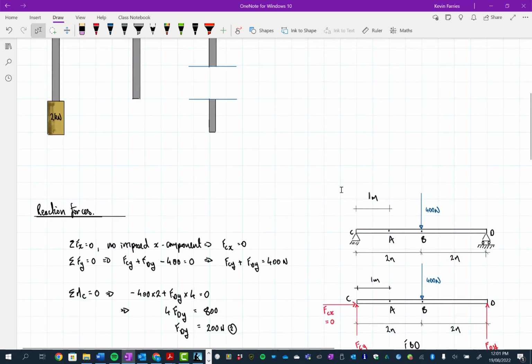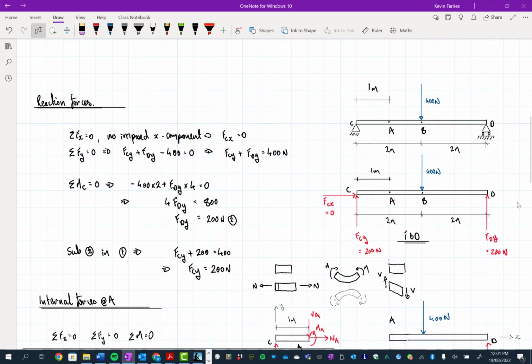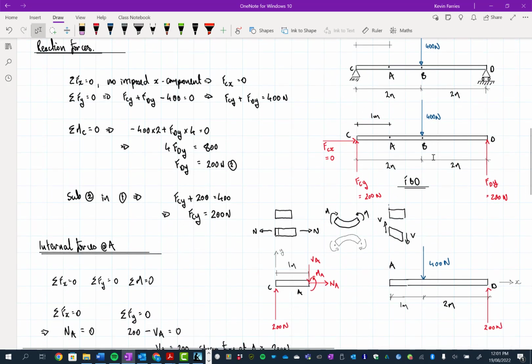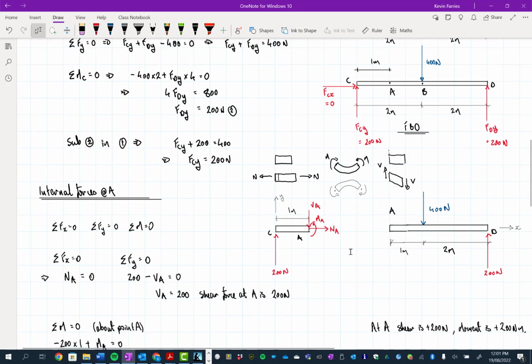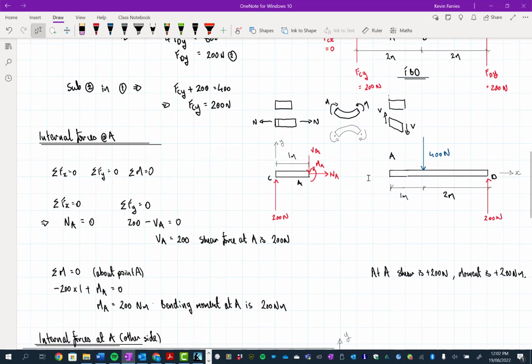So what do we do? Geez, a long question. Sorry about that. But we started with the problem. We drew a free body diagram and figured out the reactions. Then we split it at the point we were interested in. We split that beam at the point we were interested in. And then because we'd split it, that reveals these internal forces. So then we take one side and we draw on the shear force, axial force, bending moment.